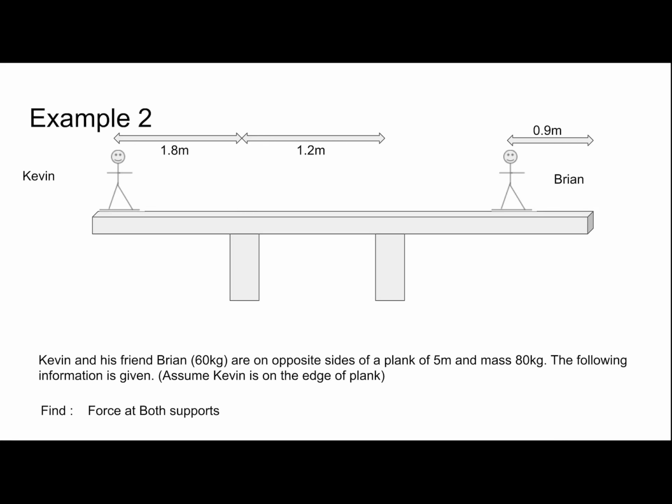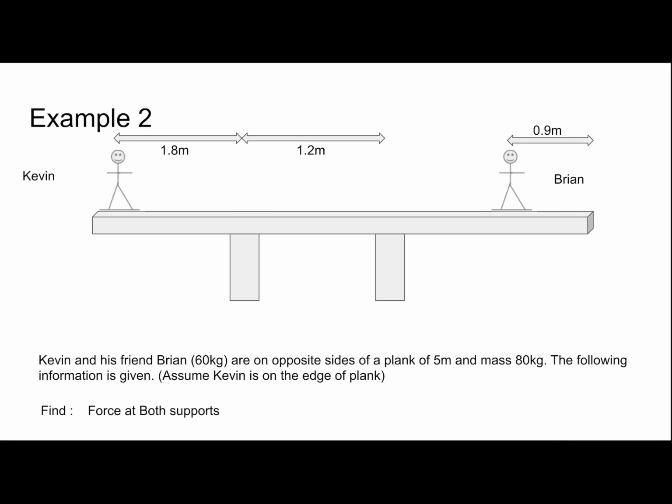Alright, so here we have our diagram. You can see we have our plank here, Brian on the right hand side and Kevin on the left hand side. And we're trying to find the force at both supports. So we're going to go about this the exact same way, using the concept of equilibrium, so the net torque equals 0.